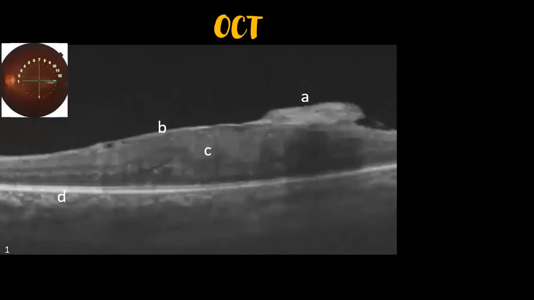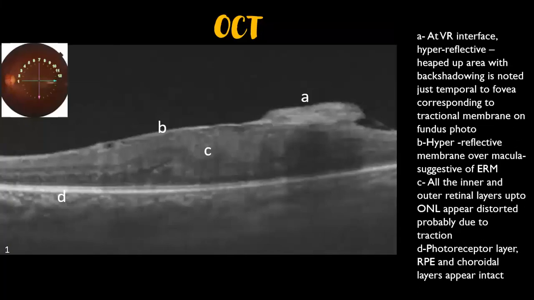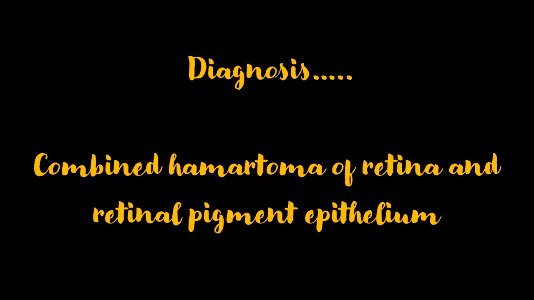On subjecting the patient to optical coherence tomography, we can notice heaped up area at the vitreoretinal interface with back shadowing, hyperreflective membrane over the macula suggestive of ERM. All the inner and outer retinal layers up to the ONL are distorted, probably due to traction. Photoreceptor layer, RPE, and choroidal layers appear intact.